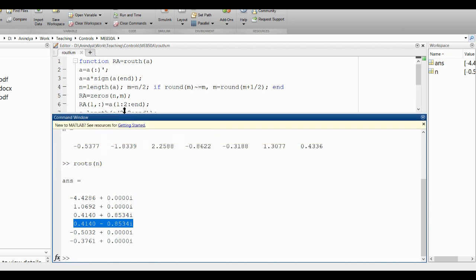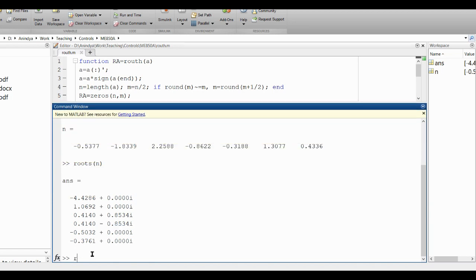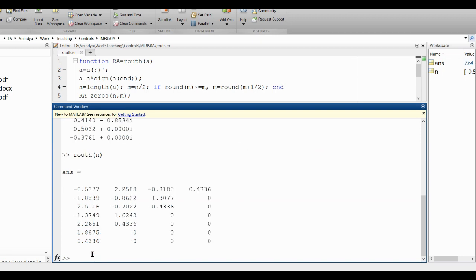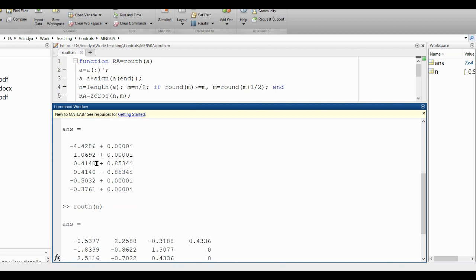I will say Routh of n, and I will get an array. Okay, so I get this array here. This is called the Routh array, and you will see that this number starts negative, negative. There is a sign change, it becomes positive. There is another sign change, it becomes negative, and there is another sign change. So the number of sign changes in the first column is equal to the number of right half plane roots.